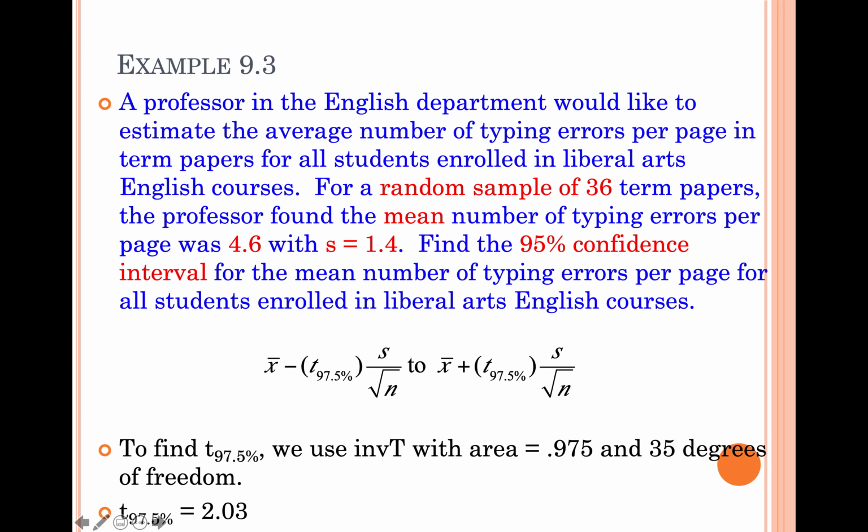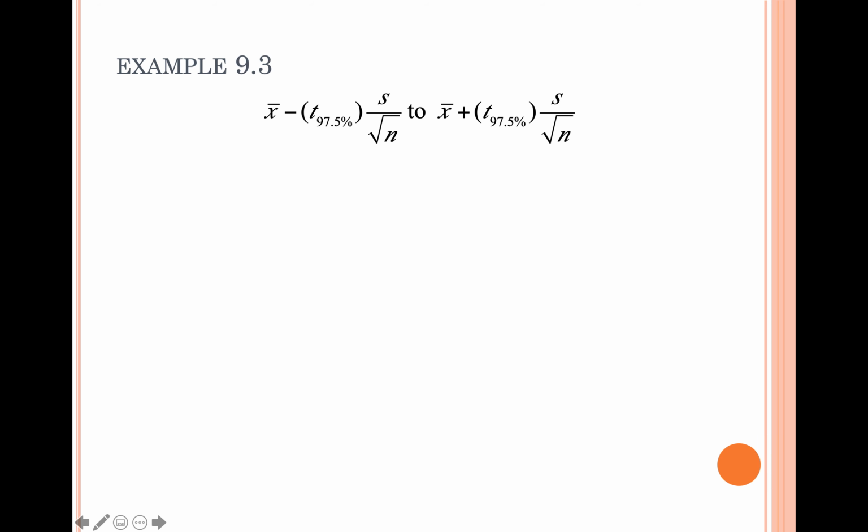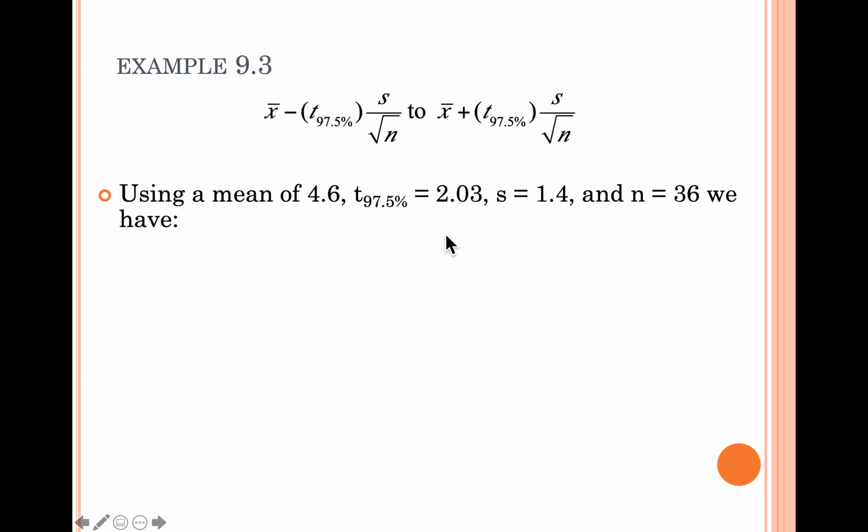Okay, so 2.03 now in our formula becomes x bar, which is 4.6, t 97.5 is now 2.03, standard deviation 1.4, and n is 36. So here's our formula with the numbers plugged in. 4.6 minus 2.03 times 1.4 divided by the square root of 36. And then we add as well. So we subtract and then we add, and let's do that together.